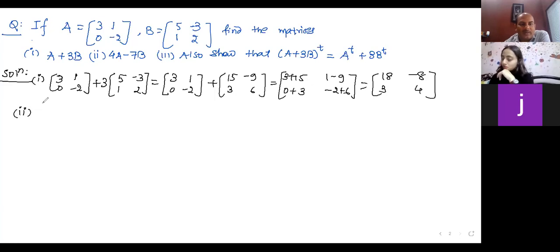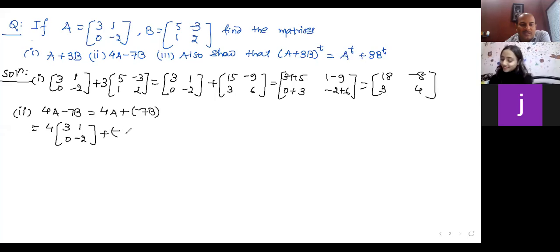Second part is 4A minus 7B. 4A minus 7B is equal to, I'm just converting it to plus form. So it is 4A plus of minus 7B. Just to make my calculation simpler, I have converted it into the plus format, which is equal to 4 times 3, 1, 0, minus 2 plus minus 7 times 5, minus 3, 1, 2.